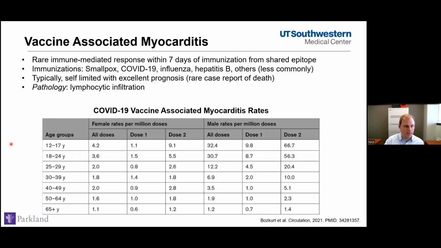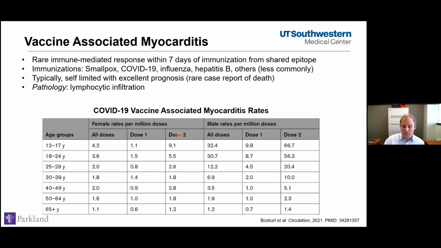But vaccine-associated myocarditis, just one slide on that, since that has been very commonly talked about in the past couple of years. Generally very self-limited within a week of immunization, tend to have an excellent prognosis. I think there's only a handful of case reports associated with death there. Very low risk of hospitalization. Tends to be a lymphocytic infiltration. And again, like the viral associated diseases, very age and sex prevalent. And so that tends to be in young men and young women, although men more than women.